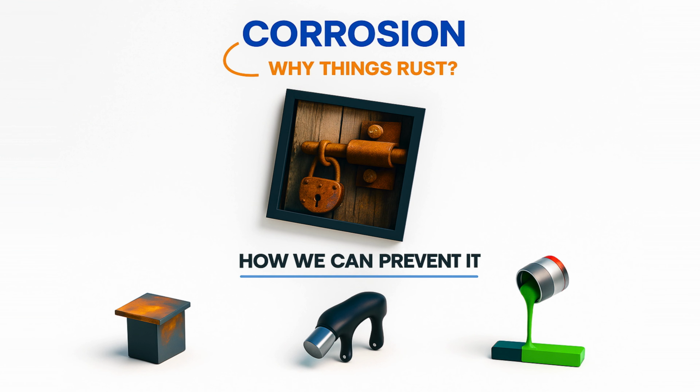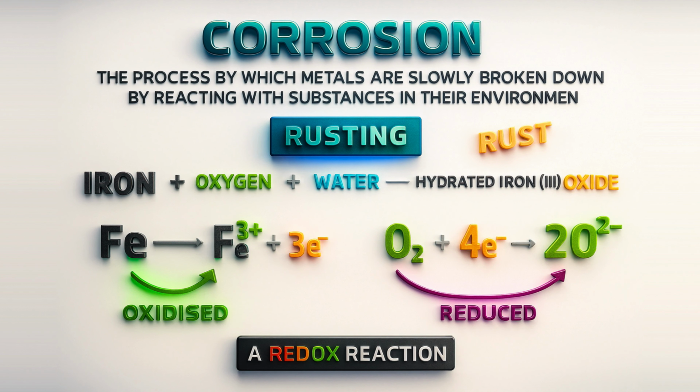In this video, we are going to explore corrosion and in particular understand what causes rusting and how we can effectively prevent it from damaging important materials over time. Corrosion is a general term used to describe the slow breakdown or deterioration of metals as a result of chemical reactions with substances in their environment such as oxygen and water.